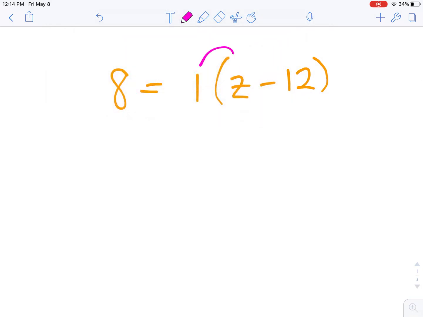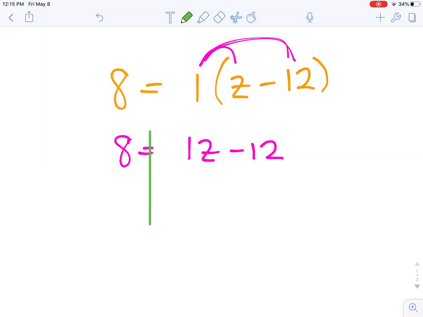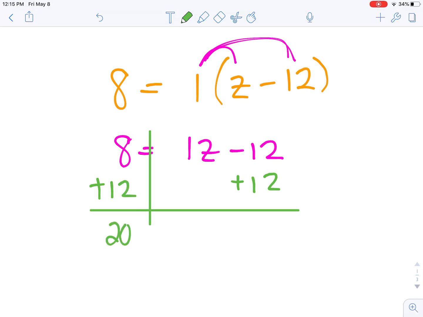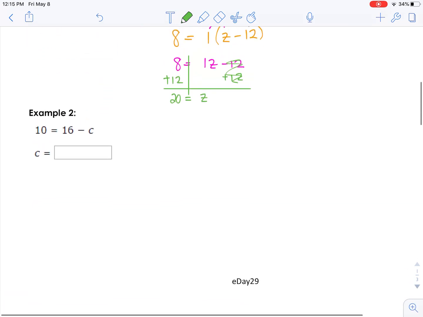Distributing 1 doesn't change your problem, and that means 1 times z is 1z, and 1 times negative 12 is negative 12. If we're trying to get our z by itself, we're going to add 12 to both sides. 8 plus 12 is 20. And that equals 1z, and 1z is the same as just z. Let's try the next problem.